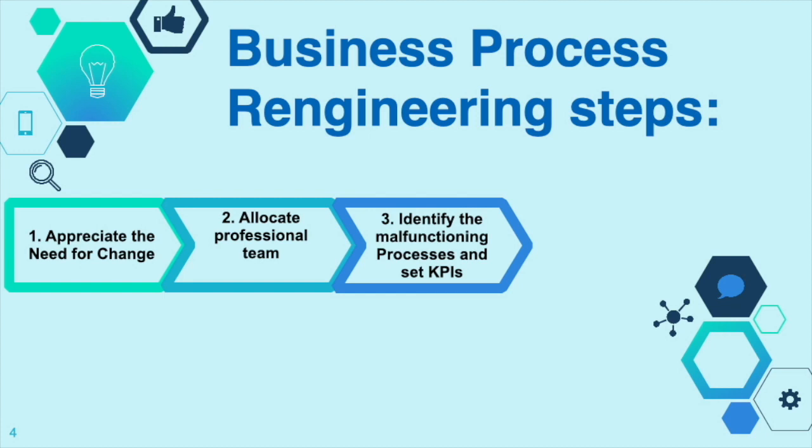You first have to identify all of those defaults, all of those malfunctioning processes in your company, and you have to set some key performance indicators to enhance them, to decide have they enhanced or not, are they changed or not. So you need to compare those processes which are not doing well against those performance indicators that you set.